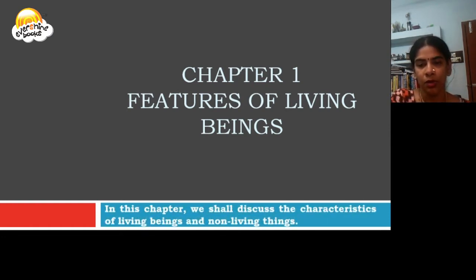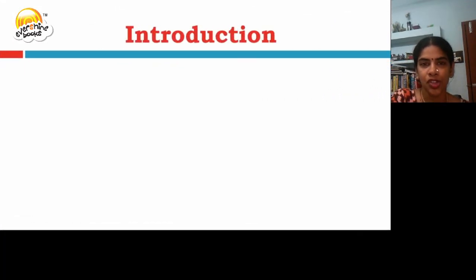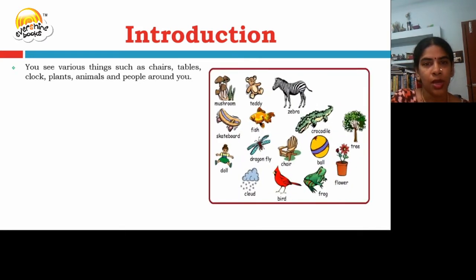In this chapter we shall discuss the characteristics of living beings and non-living things. Let us begin the chapter. You see various things such as chairs, tables, clock, plants, animals, and people around you. Some of them are living, while others are non-living.